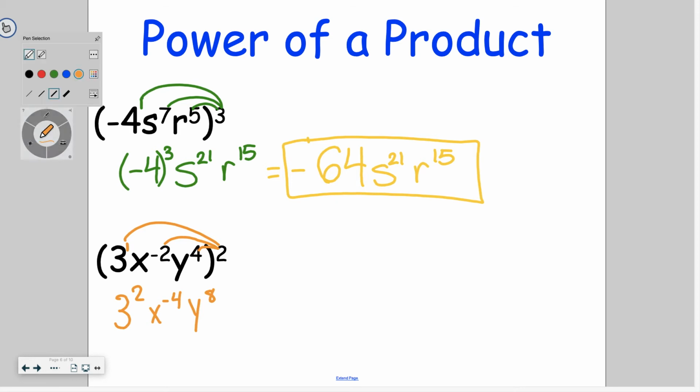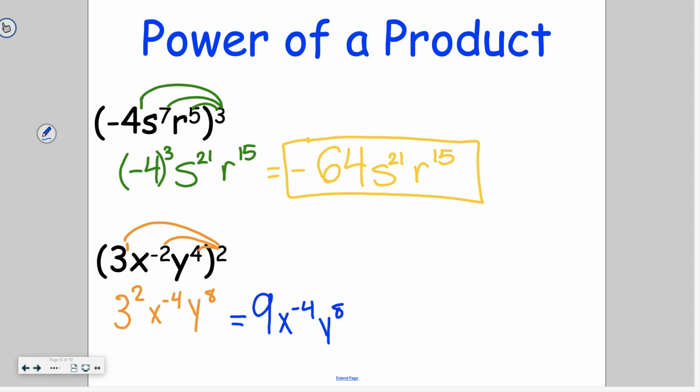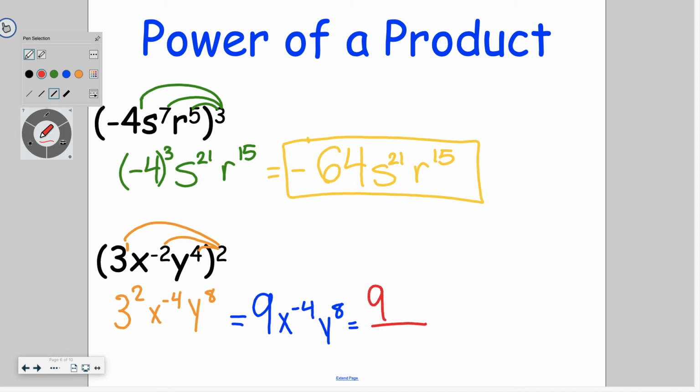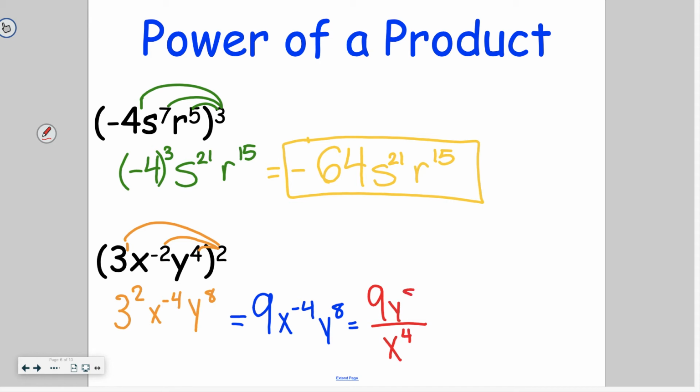When I simplify this then, I'm going to say, okay, 3 to the 2nd power is 9. So I've got 9x to the negative 4th, y to the 8th, but I have that negative exponent in there, so that's not okay. So I'm going to finish that out by saying 9 is a positive exponent. That's going to stay up top. X to the 4th goes to the bottom, and then y to the 8th stays up top. So we got 9y to the 8th over x to the 4th.